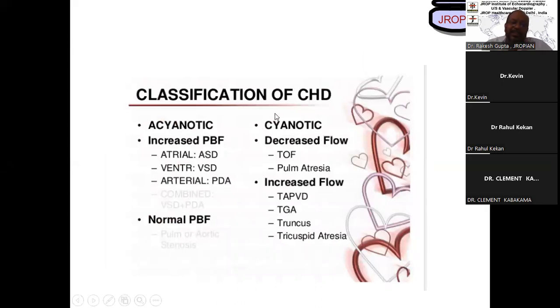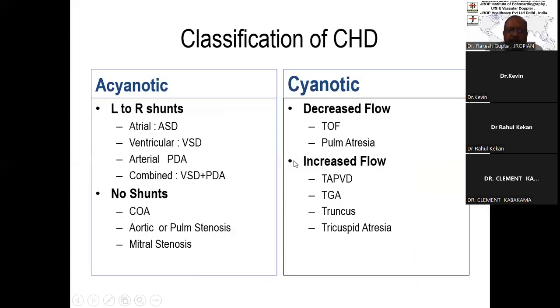If you look at these kinds of lesions, we can divide them as cyanotic versus non-cyanotic. Increased blood flow in acyanotic is atrial septal defect, ventricular septal defect, patent ductus arteriosus. Whereas increased flow in cyanotic heart disease is total anomalous pulmonary venous drainage, TGA, truncus arteriosus, and tricuspid atresia. Decreased flow is tetralogy of Fallot as well as pulmonic valve atresia. In tetralogy of Fallot, what we see is pulmonic stenosis.